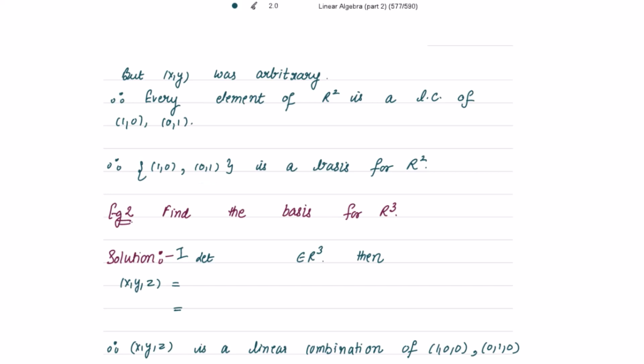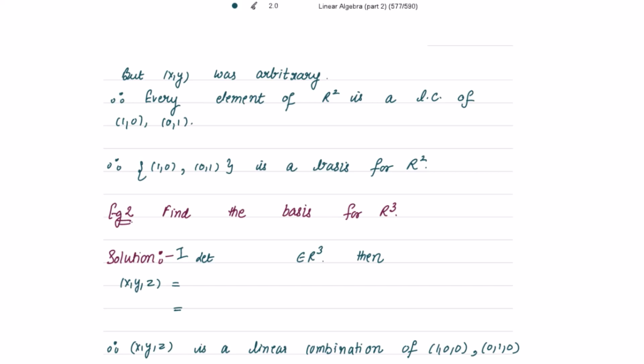So both the conditions are proved. One, these are linearly independent. Second, these are the generators of R2. Right? So we have proved both the conditions. Hence these two vectors form the basis for R2. Alright, easy? Okay, let's move on to the next example.